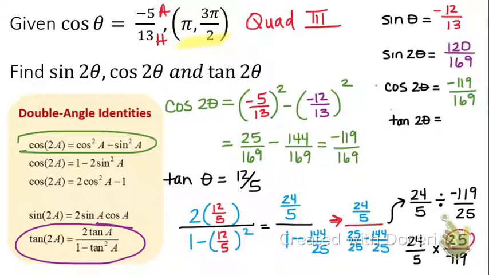The 5 and the 25 can both be divided by 5. If I divide those two numbers by 5, this changes to a 1 and this changes to a 5. So we have 24 over 1 times negative 119, and 24 times 5, which we've done already, is 120. That's over 119, and you can put that negative anywhere in the fraction. So you answered all 4 questions.